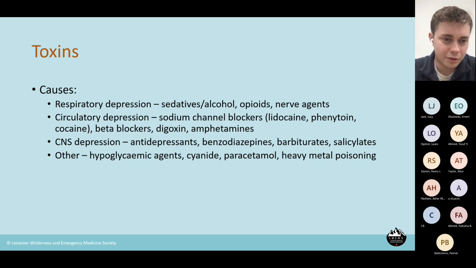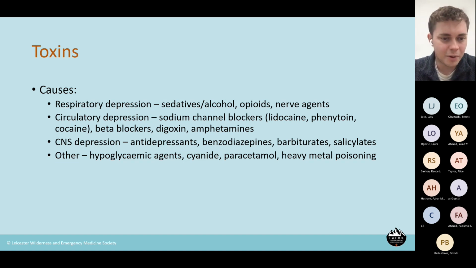Circulatory depression, so things like sodium channel blockers, lidocaine, phenytoin, beta blockers, digoxin, amphetamines all cause circulatory depression. You can get CNS depression, so things like antidepressants, benzodiazepines, barbiturates, salicylates like aspirin can all cause CNS depression in high enough doses.